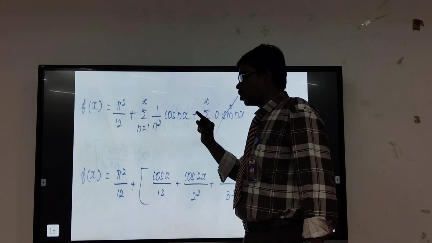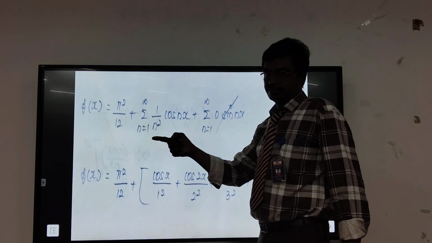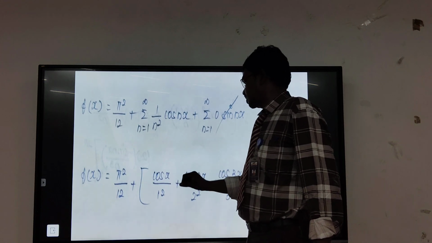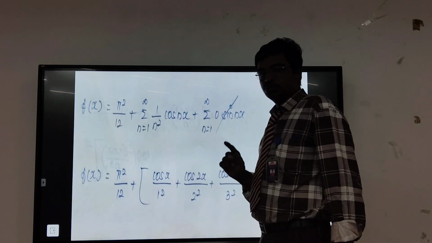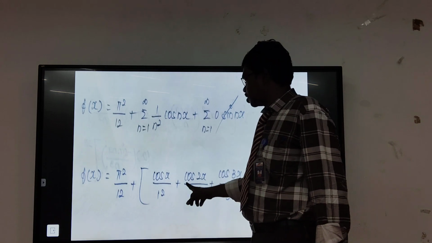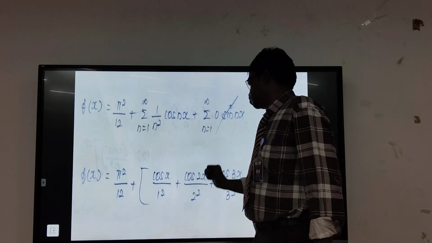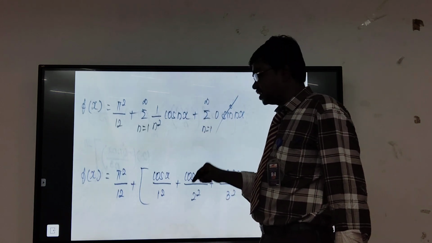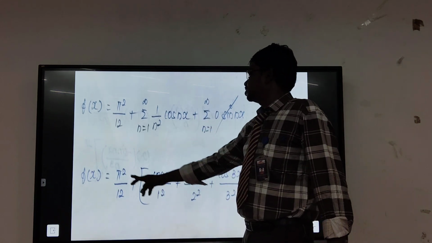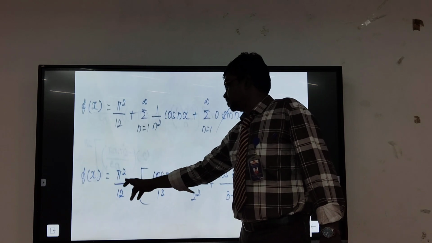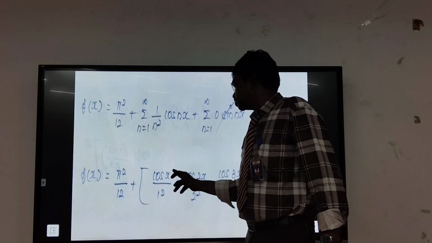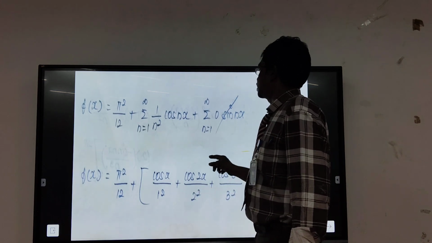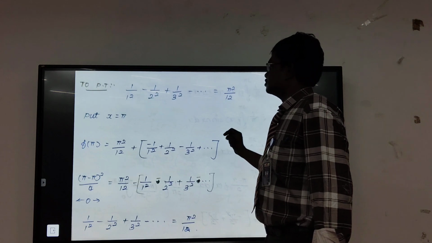Cos n pi is minus 1 power n. Therefore cos pi is minus 1 power 1, that is minus 1 by 1 square. Cos 2n pi I always say is 1, so cos 2 pi is 1, therefore 1 by 2 square. Cos 3 pi, that is minus 1 power 3, that is minus 1 by 3 square. Therefore f of pi equal to pi square by 12 plus minus 1 by 1 square plus 1 by 2 square plus minus 1 by 3 square plus etc.